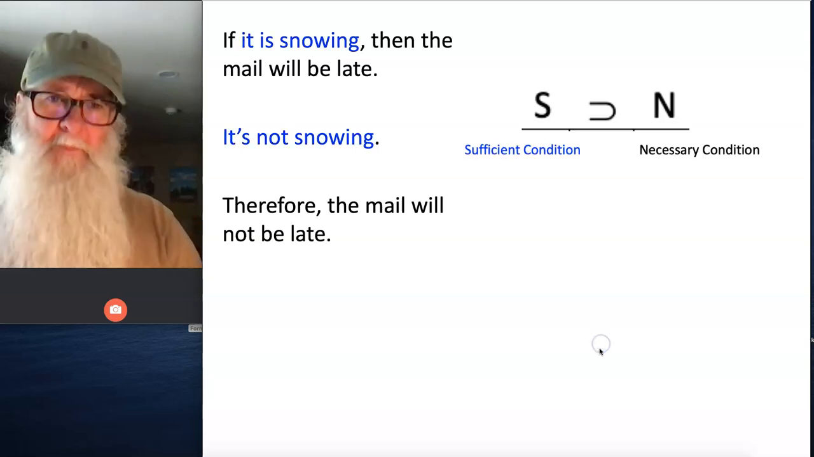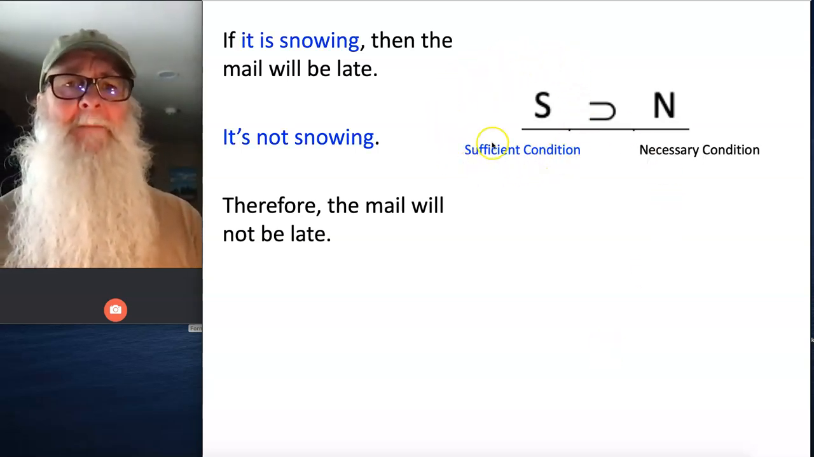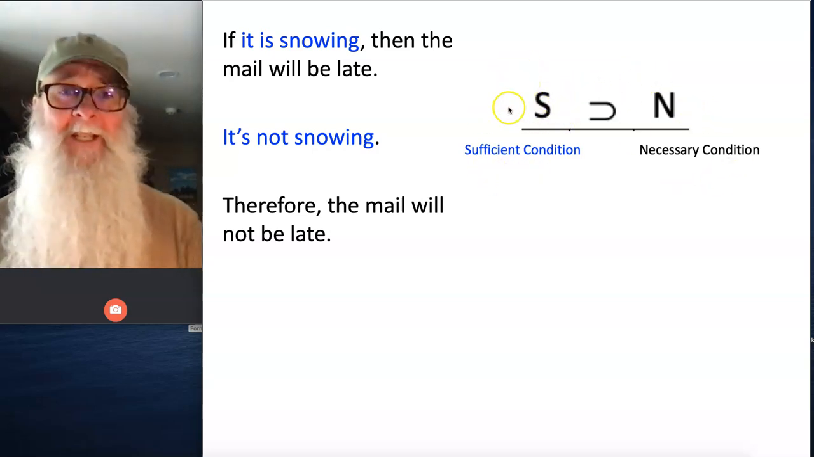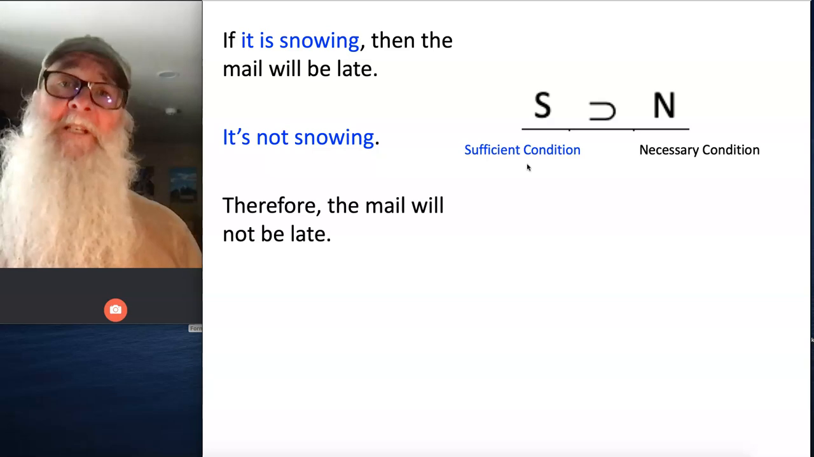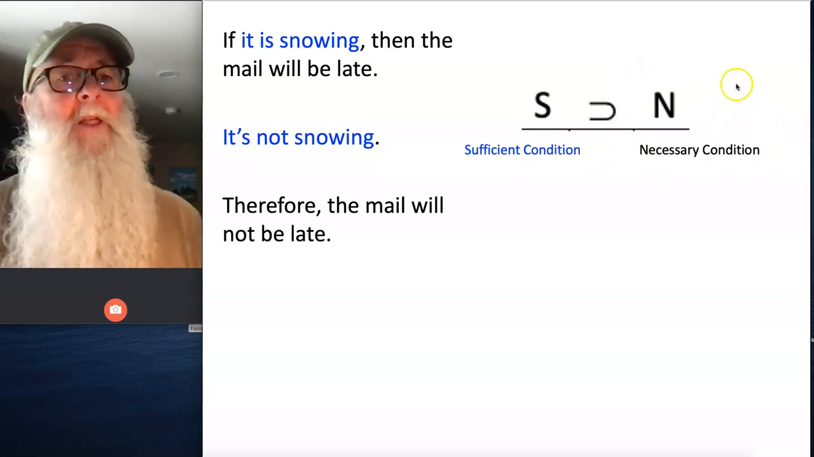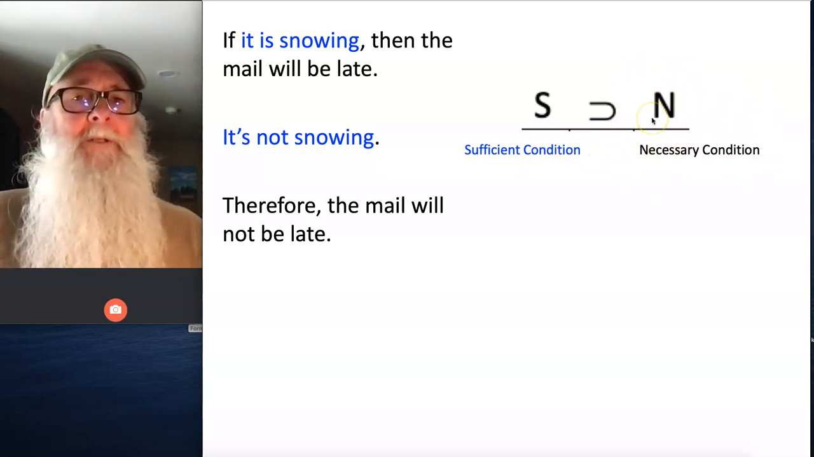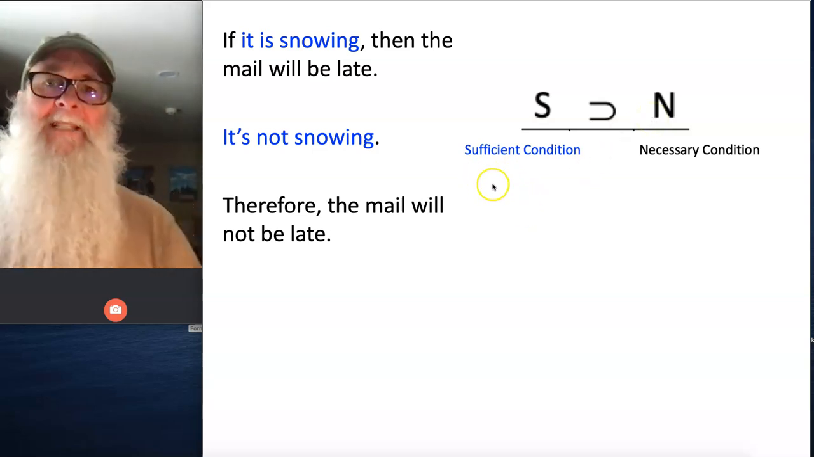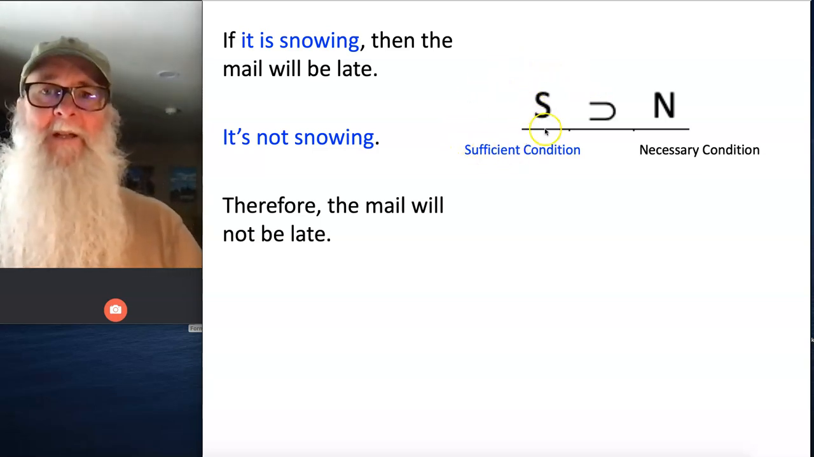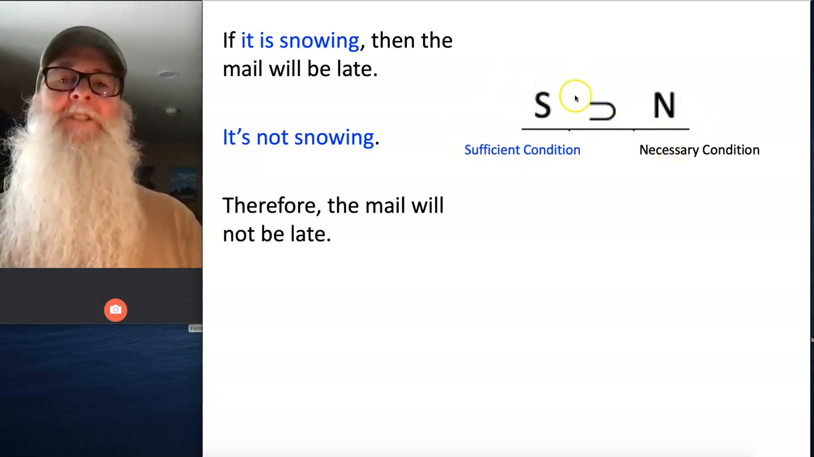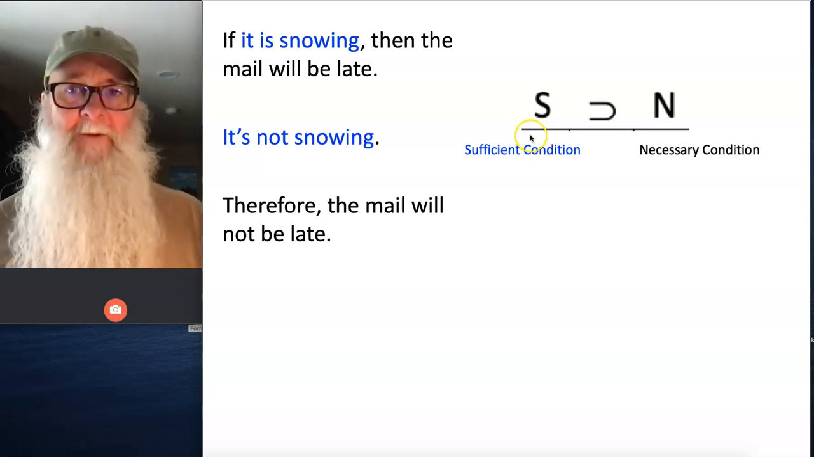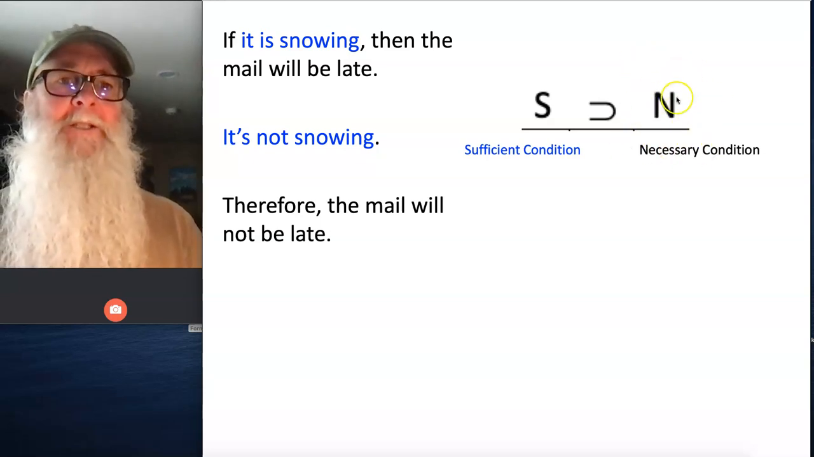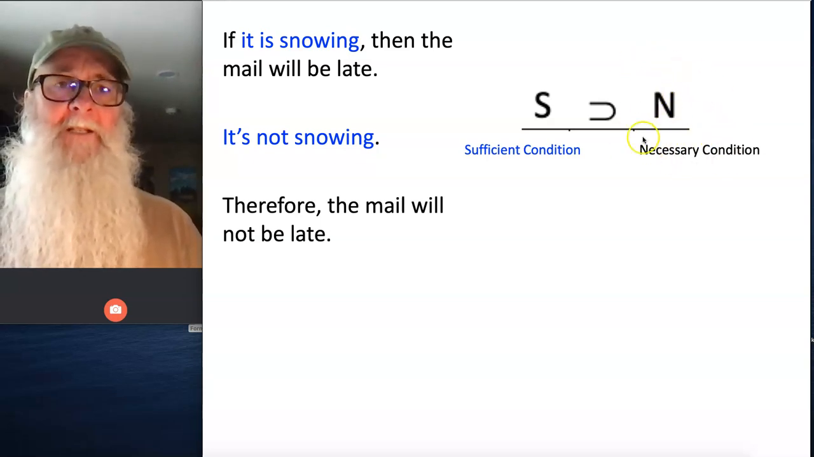Why is that? Well, think back to our conversation about the relationship between sufficient and necessary conditions. We know that what appears on the left-hand side of a horseshoe is a sufficient condition to imply that what exists on the right-hand side of the horseshoe is also true. But it's not necessary, okay? It's not necessary that it be snowing for the mail to be late. It's just sufficient that if it's snowing, the mail will be late. So the fact that it's not snowing doesn't allow us to draw any conclusions about the statement that exists on the right-hand side of the horseshoe.